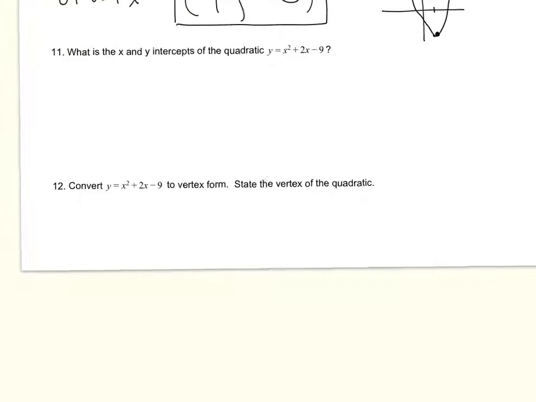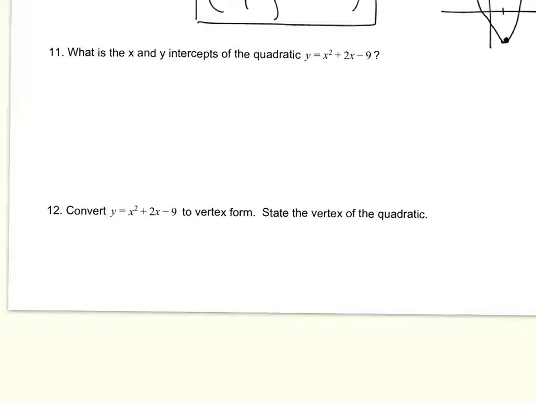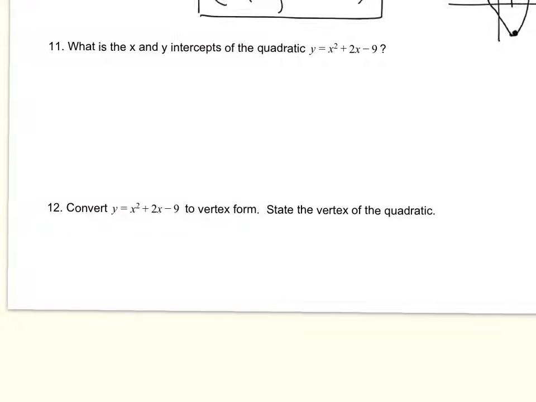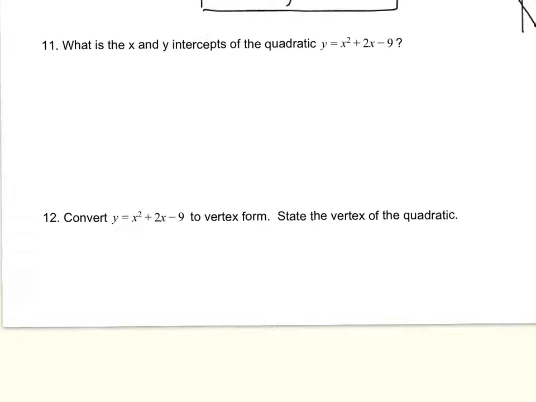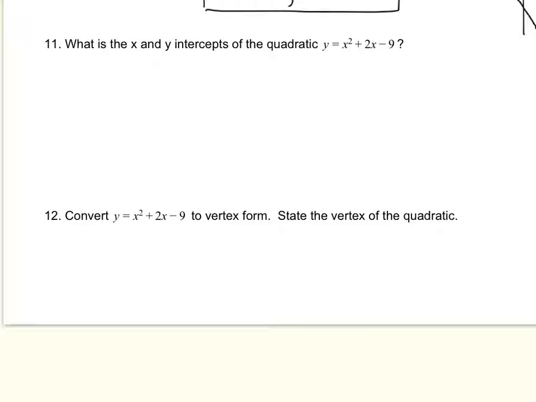Okay, let's look for the x and y intercepts of this quadratic, x squared plus 2x minus 9. Now again, you could graph it and see what they are, but algebraically we can find that as well. So for the y-intercept, this is the easier of the two, we just set x equal to 0.